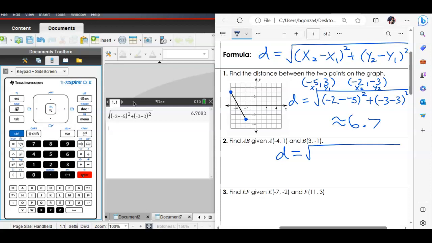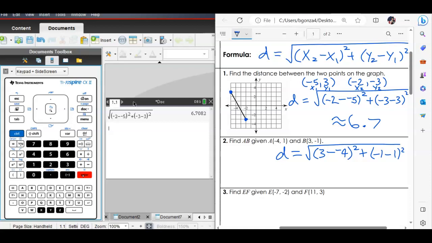And we're doing x2 minus x1. x2 is this x value 3 minus this x value negative 4. So 3 in parentheses, 3 minus negative 4, parentheses squared, plus, and then y2 minus y1, going to be that negative 1 minus that positive 1. Negative 1 minus positive 1, parentheses squared.